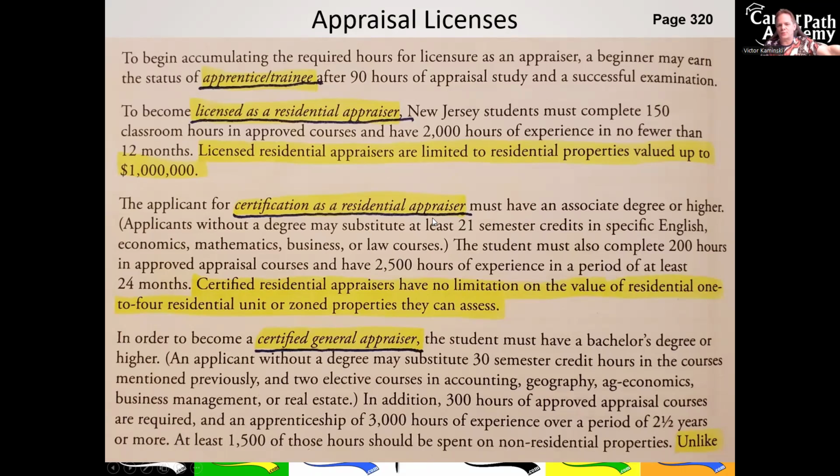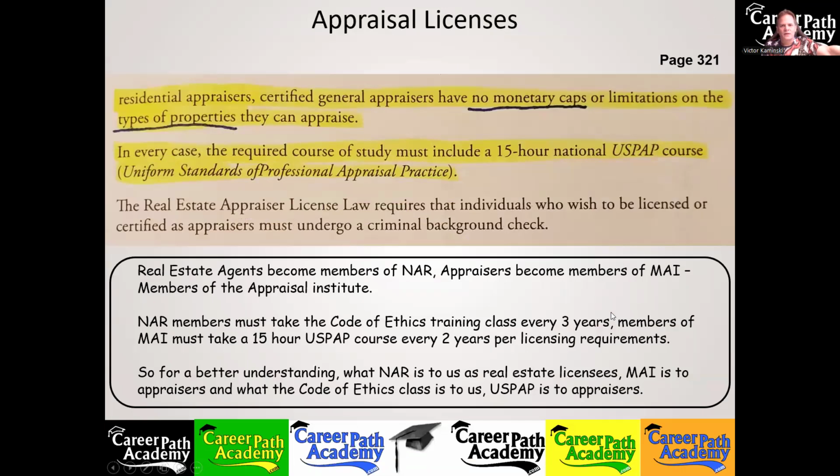Okay, certified residential appraisers, it requires one of the certified licenses to appraise residential properties over $1 million. And a certified general appraiser's license is required to appraise commercial properties, unless you have one of these other license types and you're working under a certified general appraiser. Then you could also do appraisals in commercial property under their supervision and tutelage. All right, so in every case, all the appraiser licenses are required to take that 15-hour national USPAP course every 2 years.